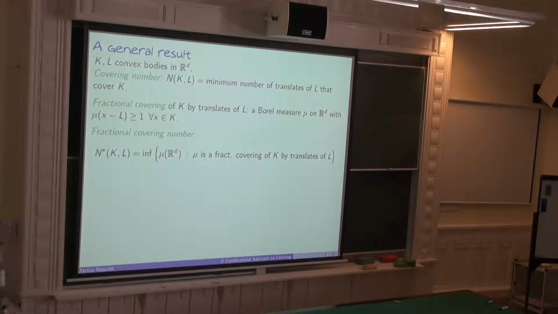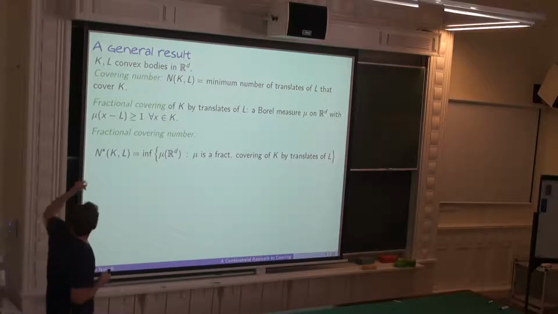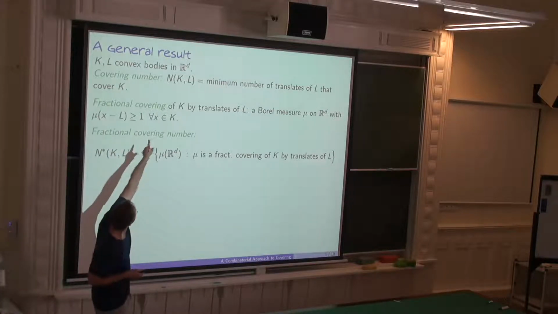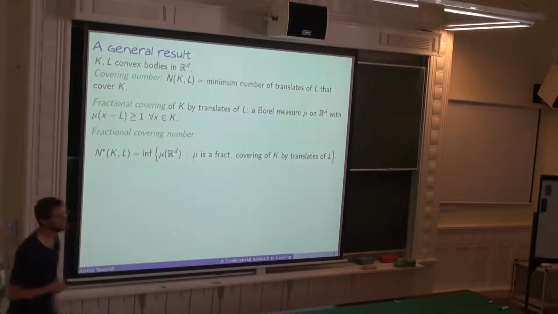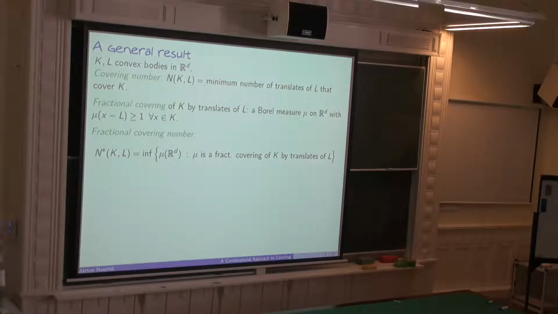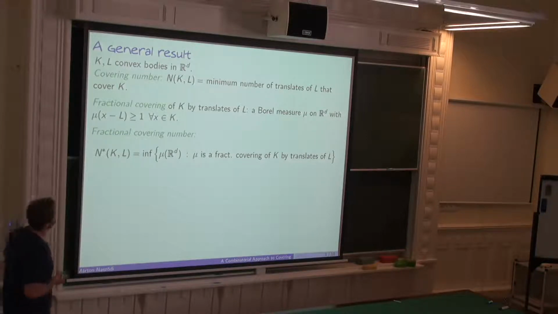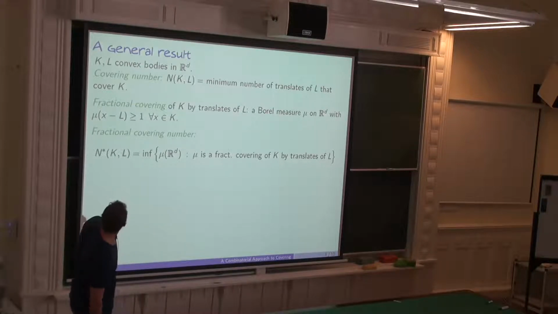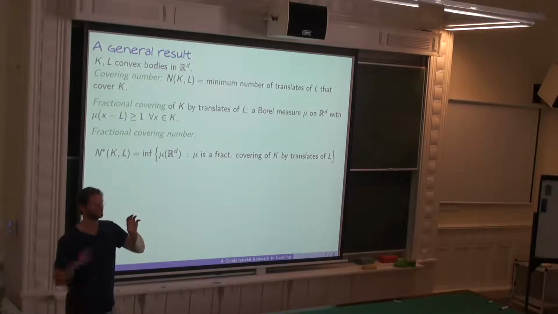So let me give a general result along these lines using this method. Here I just have the definition of the covering number: I want to cover K by translates of L, that's N. And let me define fractional covering. So what is a covering? I want to cover K by translates of L.